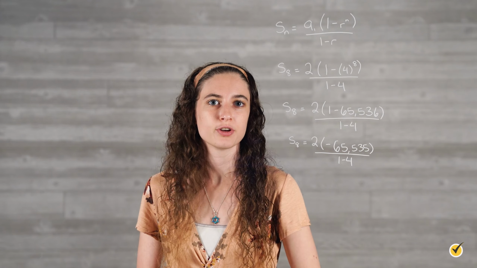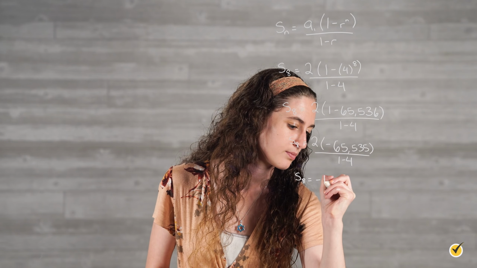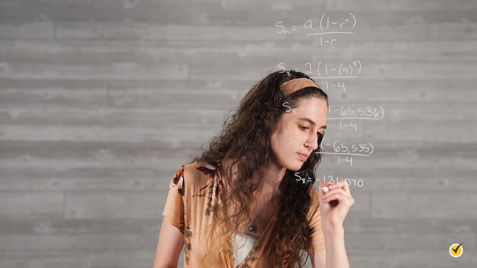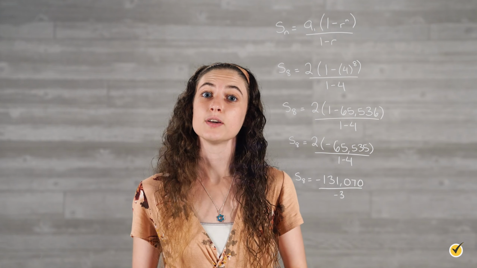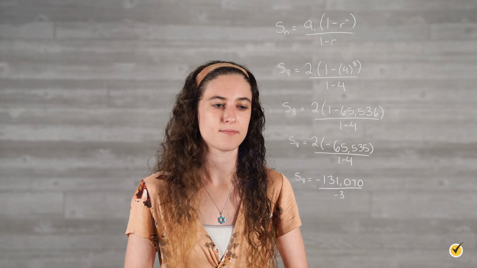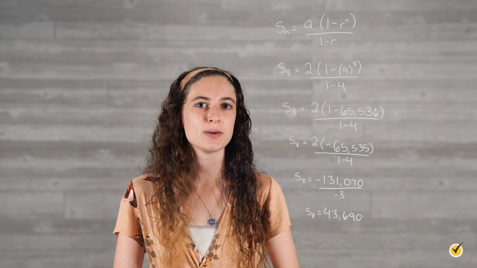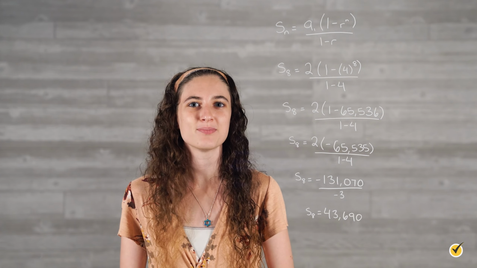Next, we can simplify the numerator and denominator. 2 times negative 65,535 equals negative 131,070, and 1 minus 4 equals negative 3. Finally, we divide to solve. Negative 131,070 divided by negative 3 equals 43,690. Therefore, 43,690 people received the YouTube video after 8 rounds of messaging.